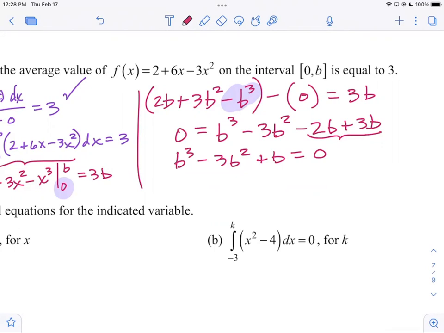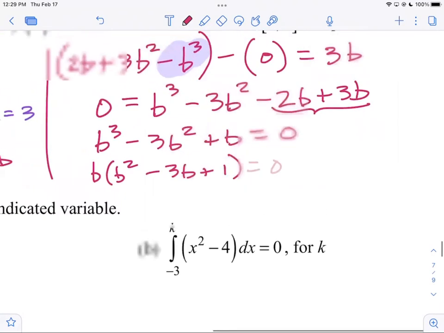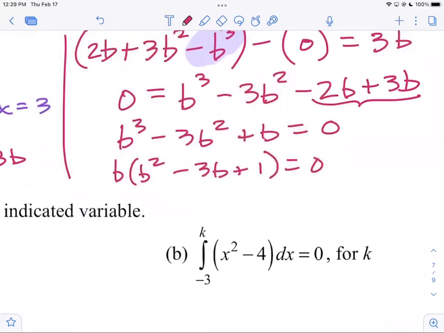Factor it. The first rule of factoring is pull out a common factor. So we do have a b, and that gives us b squared minus 3b plus 1. And that's equal to 0. And then we attempt to factor what's left. Oh my gosh. Factors of 1 that add up to negative 3. What? Oh, yeah. The product has to be 1. We want to make it work so very badly, but it doesn't factor. But good news, we have our handy dandy quadratic formula.